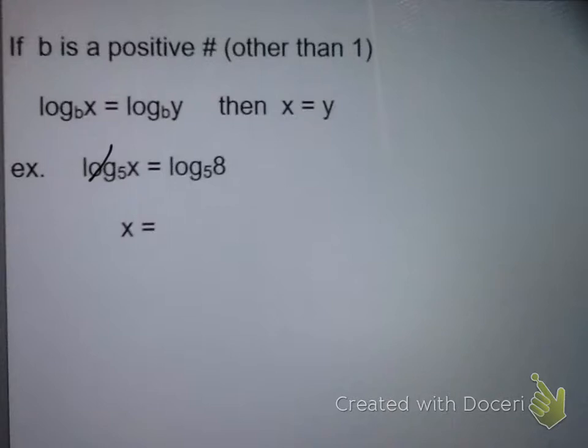If b is a positive number other than 1, remember that. Log base b is a positive number and it cannot be equal to 1. If you have log base b of x is equal to log base b of y, then you just take the logs away and x is equal to y. For example, log base 5 of x is equal to log base 5 of 8. If the logs are identical, the log base 5 goes away and you get x is equal to 8.